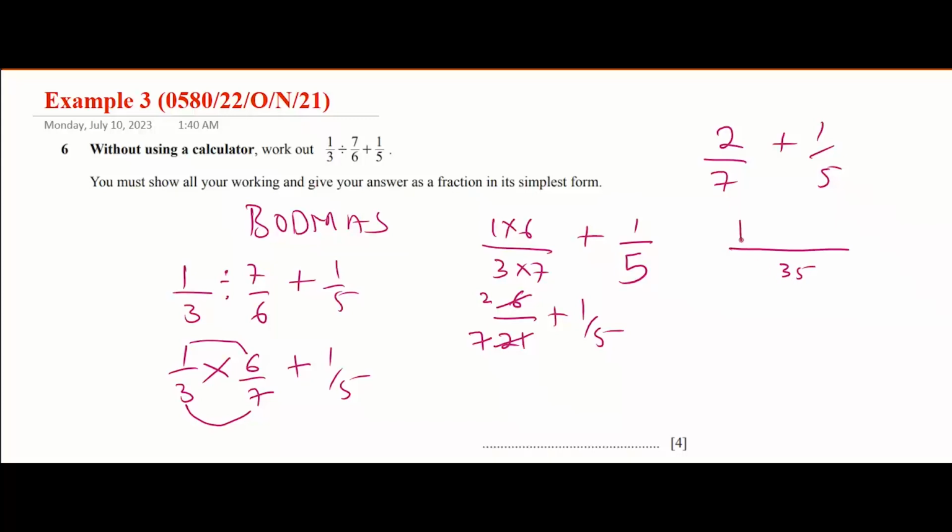5 times 2, that will be 10. Then add 35 divided by 5, that will be 7. 7 times 1, that will be 7. So this will give me 17 out of 35. Okay, and that will be the final answer, 17 out of 35. Mind you, for this addition, I made use of the LCM method. You can use any convenient method and you still get the same thing.